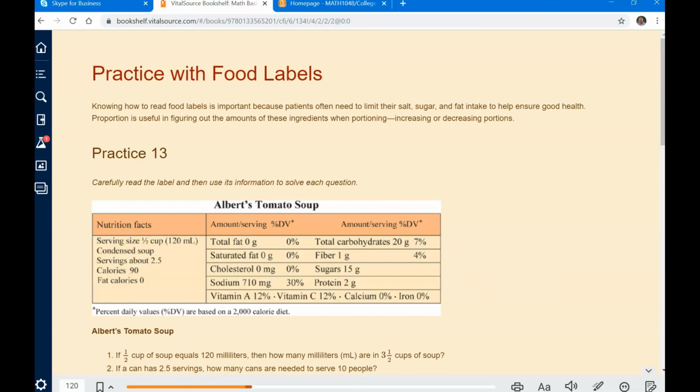Let's try food labels. Yay. Yeah. Awesome. Sweet. I'd love to hear that.